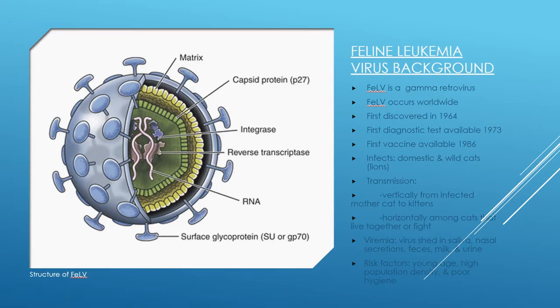Transmission occurs vertically from infected mother cat to kittens, or horizontally among cats who share litter boxes, feeding dishes, from mutual grooming, or from a bite. The virus is shed in very high quantities in saliva, nasal secretions, feces, milk, and urine. Risk factors include young age, high population density, and poor hygiene.